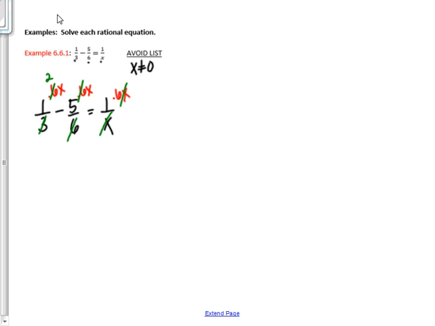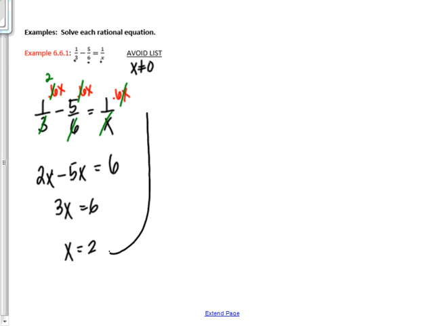So let's multiply what we've got left. We've got 1 times 2 times x minus 5 times x equaling 1 times 6. All right. Then you just solve what you got. So 3x equals 6. So what is x? If I divide by 3, it is 2. When you get your answer, you double check that you didn't get the number you were supposed to avoid answering, but we were avoiding 0, so 2 is fine.